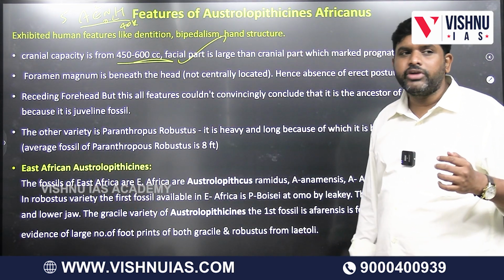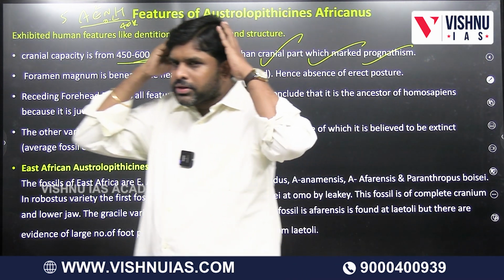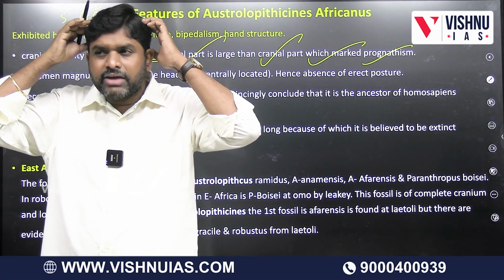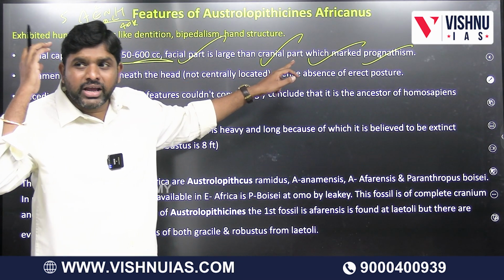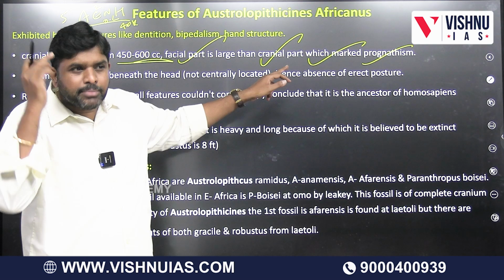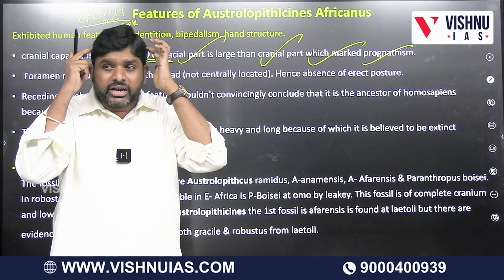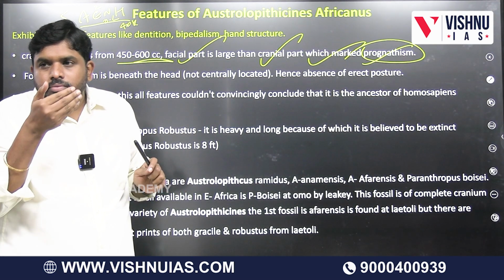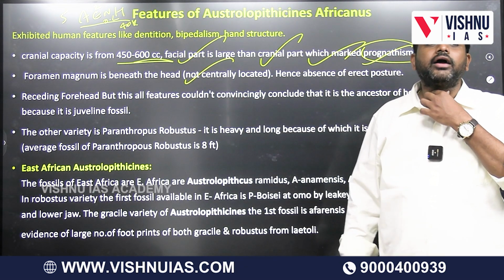Cranial capacity is from 450 to 600 cc, and the facial part is larger than the cranial part, which is called prognathism. Now you see, how much has this size been? 450 to 600 cc. When this is inside, where will the development happen? The facial part is larger than the cranial part. The cranial part is 450 cc, so it has not increased. So where did it increase? Hence prognathism.